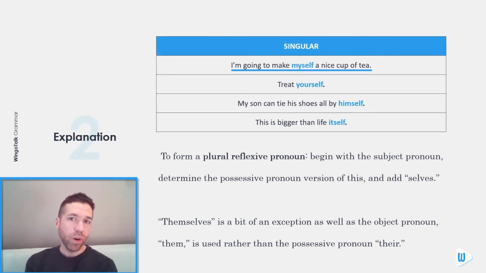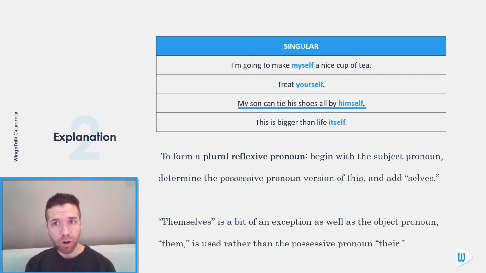Singular: I'm going to make myself a nice cup of tea. Treat yourself. My son can tie his shoes all by himself. This is bigger than life itself.